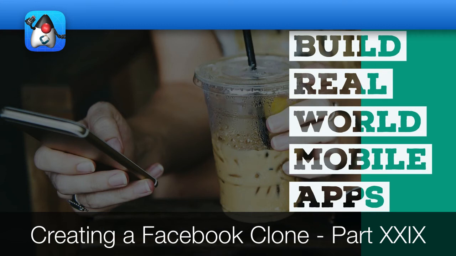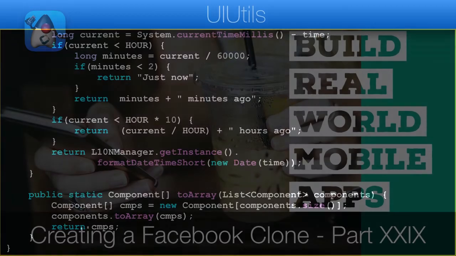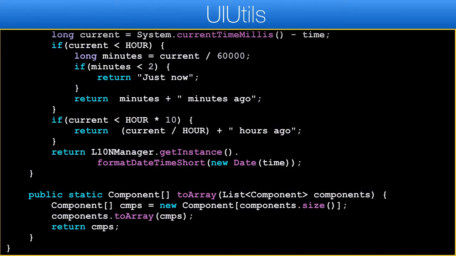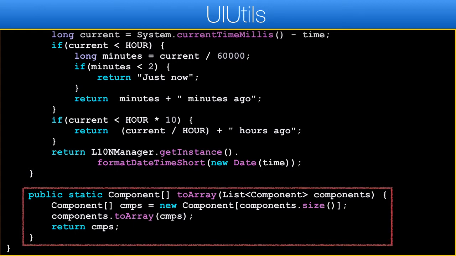Mapping the newsfeed is pretty simple now that we have a functional server API. First, we need a new utility method for the UIUtils class. This is mostly boilerplate code.